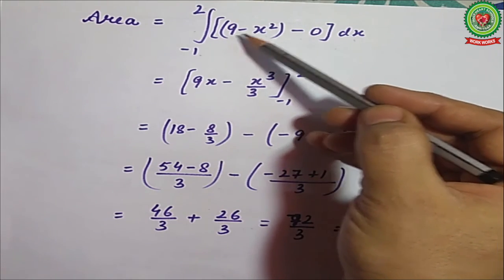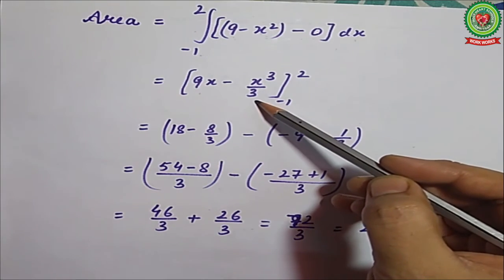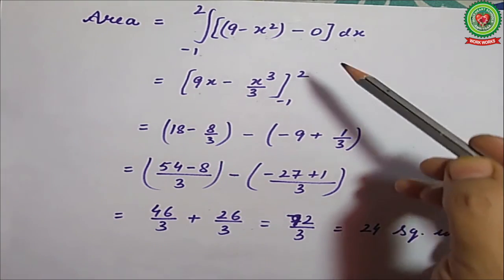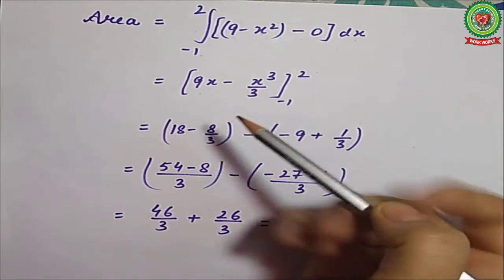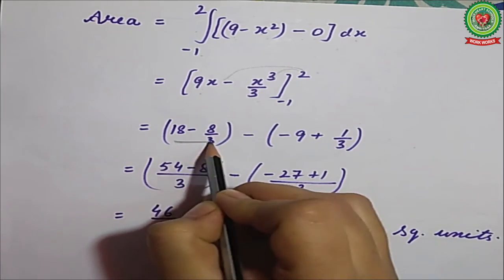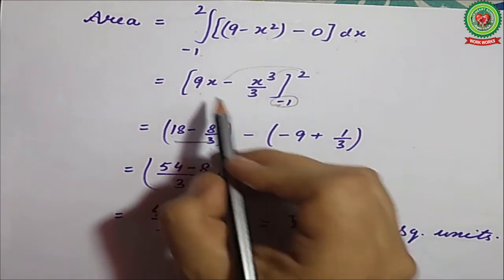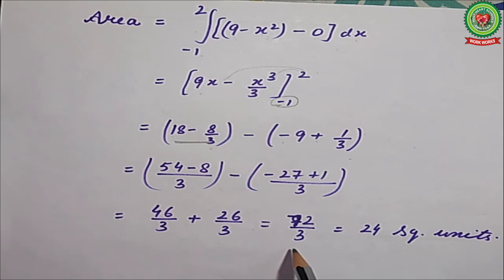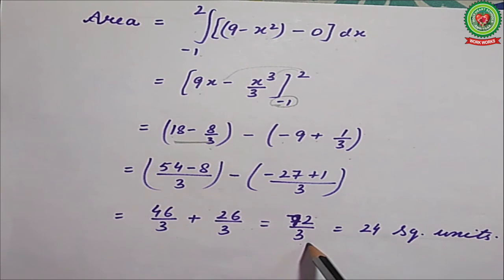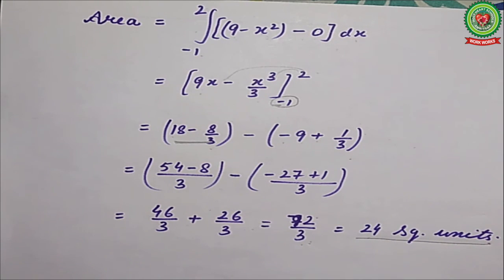When we integrate 9 minus x square, 9 gives 9x, and x square gives x cube upon 3, from minus 1 till 2. With the help of the indefinite integration we have already done, we will put the limits. Upper limit, we put value 2 here: 18 minus 8 upon 3, minus the lower limit. When we put the value minus 1, we get minus 9 plus 1 upon 3. When we solve this, we get 72 upon 3, and the result will be equal to 24 square units.